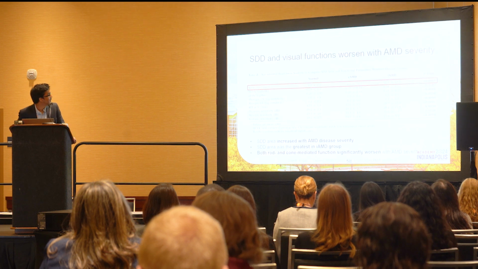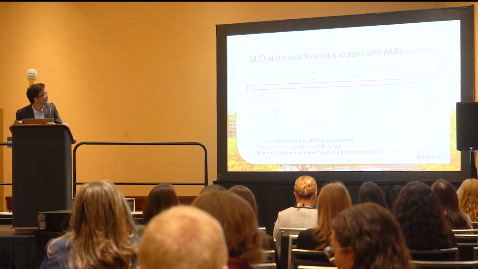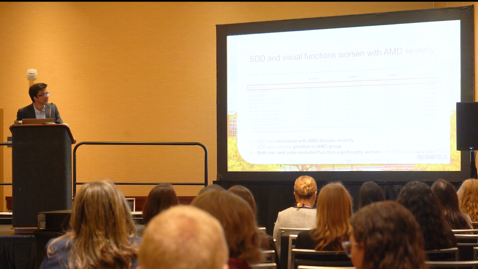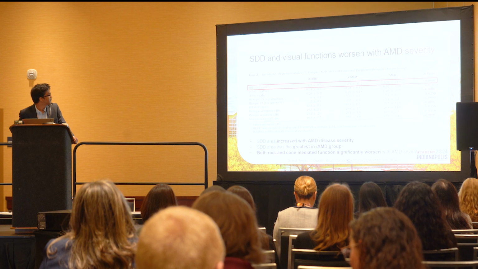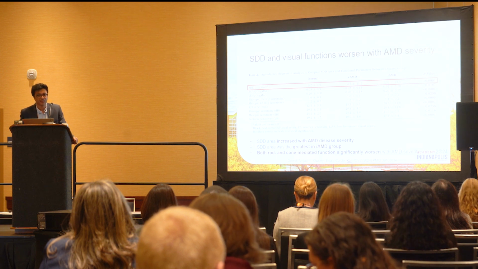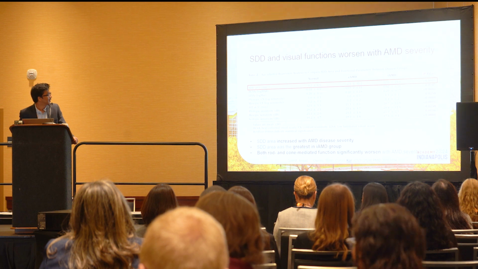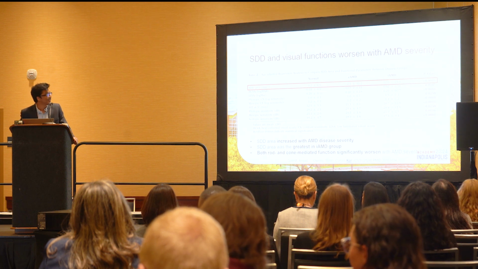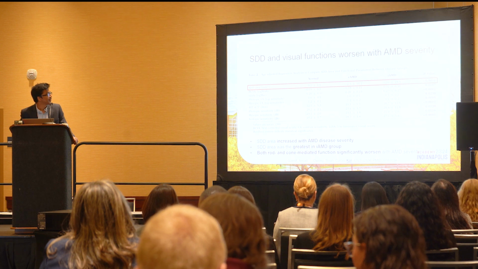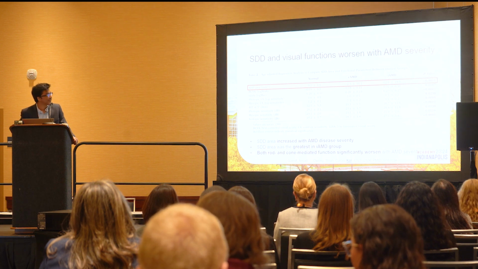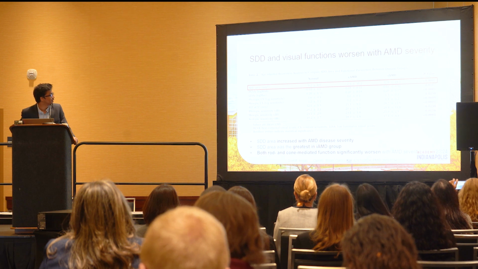So what did we find? We found that SDD area and visual functions worsen with AMD severity. Remember, these are graded on the AREDS-based grading system. You can see that the area of subretinal drusenoid deposits increased with disease severity. They were the greatest in the intermediate AMD group. And both rod and cone-mediated functions significantly worsen with AMD severity, which is not new, but it was good to see that in this cohort.